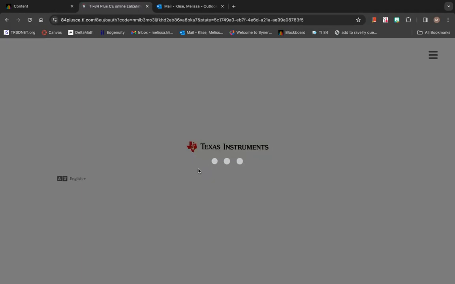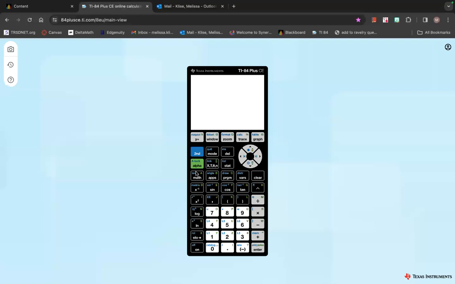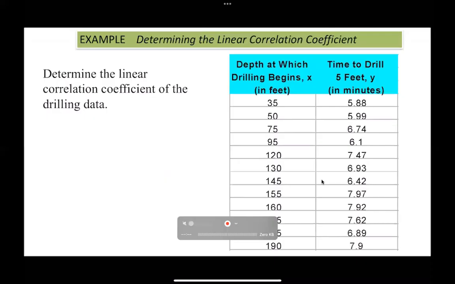Okay, all right. So you are going to go to your calculator and go to the list screen. We're going to be entering this data right here. So if you decide to work ahead, the depth at which the drilling begins, this X value, you're going to put in your L1 column. The time to drill, you're going to put in your L2 column. So L1 is the X, L2 is the Y. If you don't have these printed out, you can just put it in as I put it in.